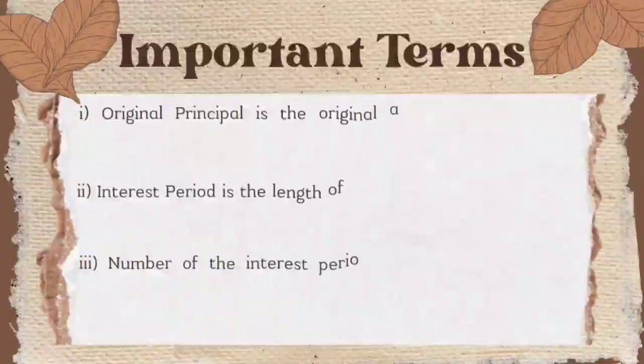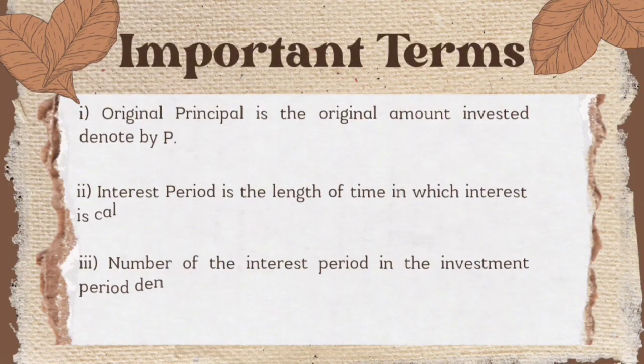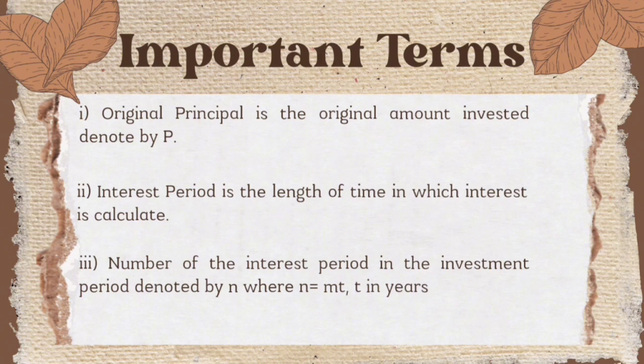Important terms. Number 1. Original principal is the original amount invested, denoted by P. Number 2. Interest period is the length of time in which interest is calculated. Number 3. Number of the interest period in the investment period, denoted by N, where N equals MT, T in years.